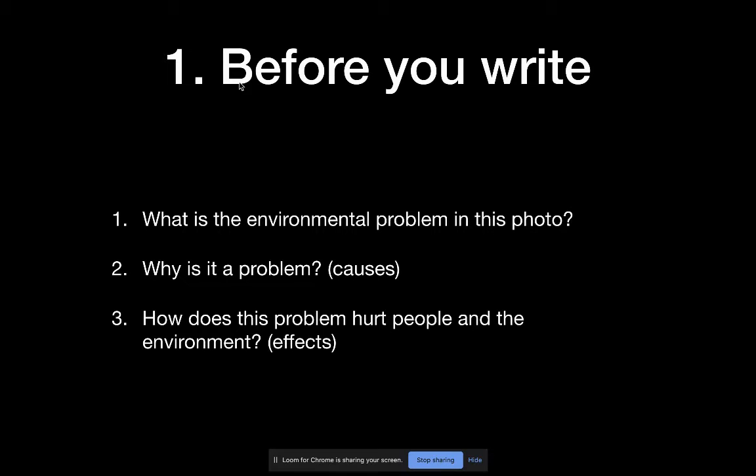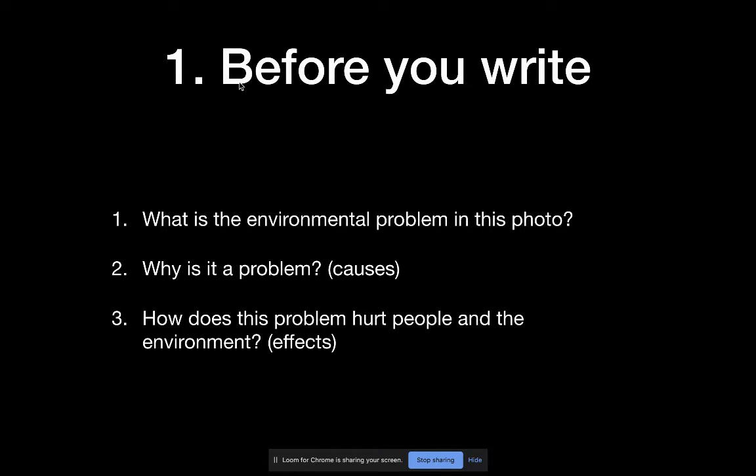So why is it a problem? Think about that for a minute. And again, we're only thinking about this right now because we're thinking about causes and effects. So why is it a problem? And then think about number 3, how does this problem hurt people or the environment? That's the effect, right? So why is it a problem? Well, it produces all of this smoke. We might call it exhaust or smog. And it affects the environment. Again, we mentioned ozone, but this gets us to number 3, into effects.